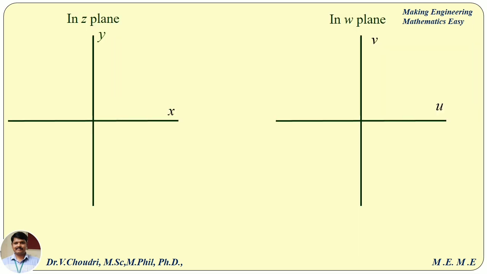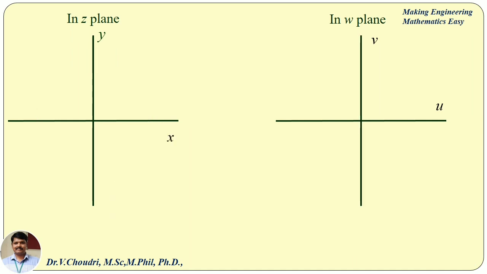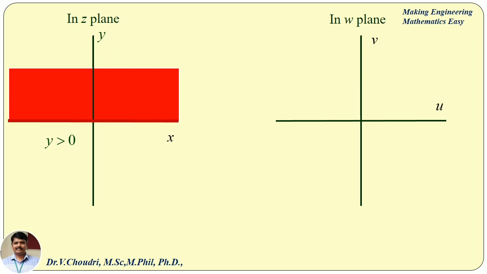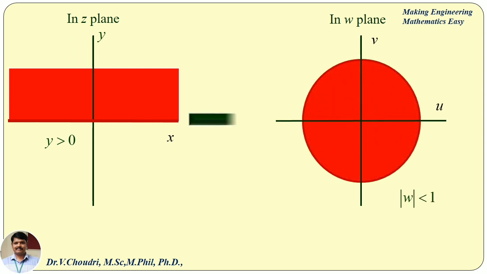Now see this example. The image of the unit circle in the Z plane is the straight line U equal to 0 under the transformation W equal to (Z plus I) divided by (Z minus I). Now see this another example. The image of the upper half of the Z plane is the interior portion of the unit circle under the transformation W equal to (Z minus I) divided by (1 minus Zi).